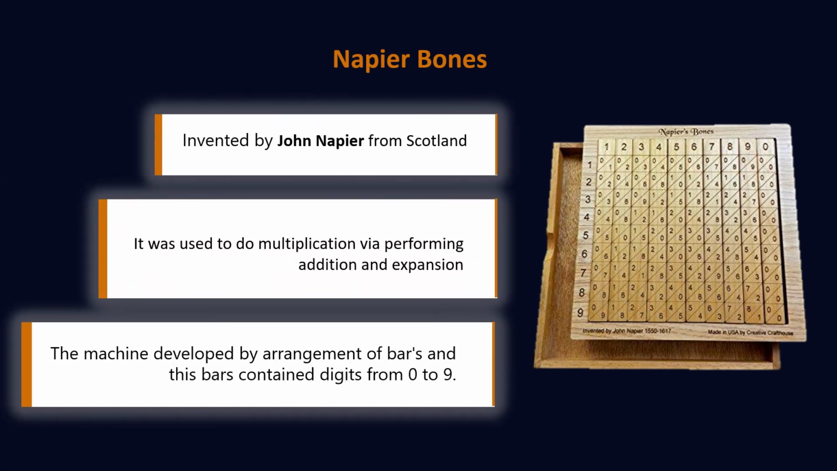Napier's bones. The other invention right after the abacus. It was invented by John Napier from Scotland, and that is why it is named Napier's bones. It was used to do multiplication by performing addition and expansion. The machine was developed by an arrangement of bars, and these bars contain digits from 0 to 9, and also these bars were made of bones.